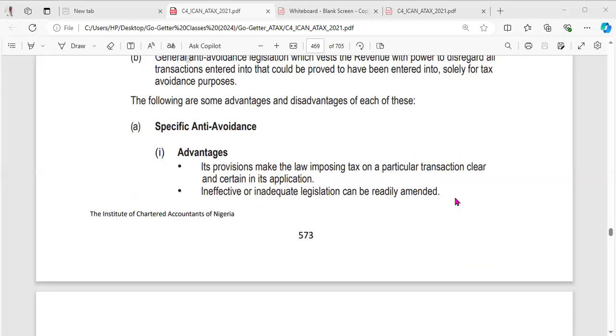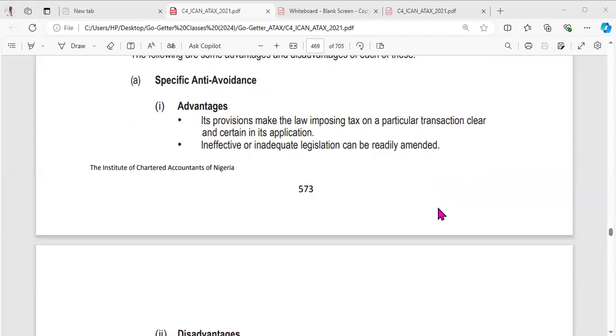Advantages of specific anti-avoidance. Its provision makes the law imposing tax on a particular transaction clear and certain in its application. So when you are making a specific anti-avoidance provision, you are speaking directly to that particular transaction. And so everyone now knows that it is wrong to do that. Ineffective or inadequate legislation can readily be amended. So with specific legislation, something that is not working well can be amended.